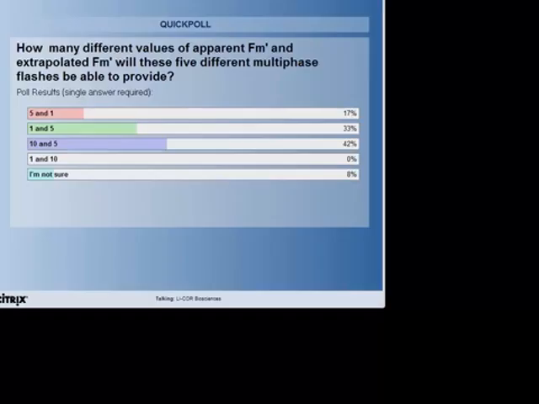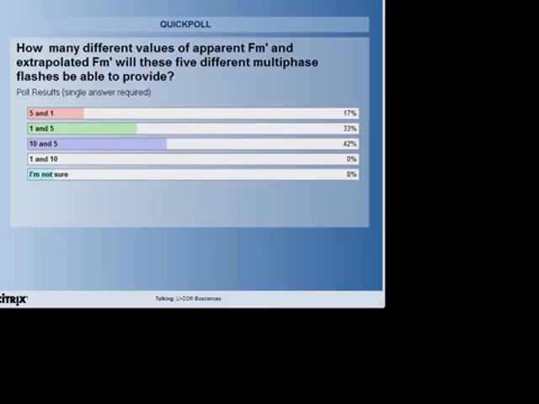So the answer is 10 and 5. With all 5 of these multiphase flashes, 10 different measurements of apparent FM prime can be obtained, and 5 different measurements of extrapolated FM prime. So let's look at those values and see the type of information that you can get from that.